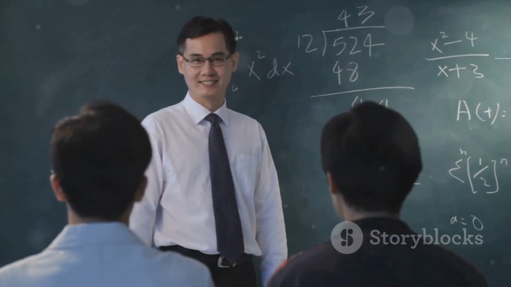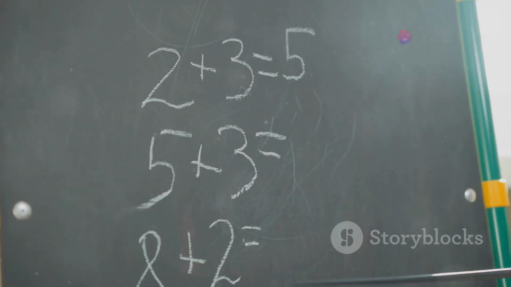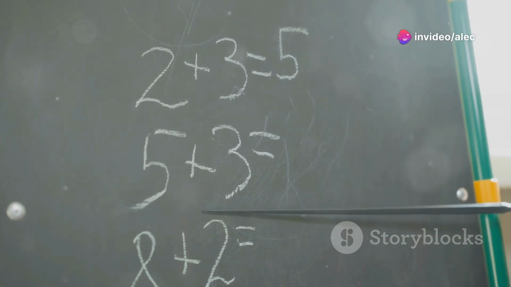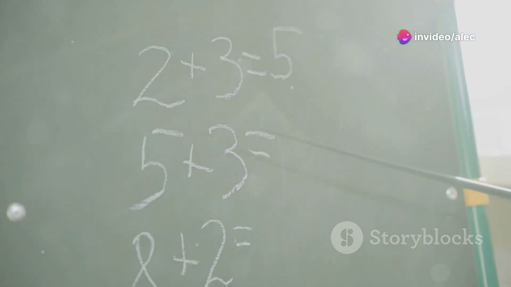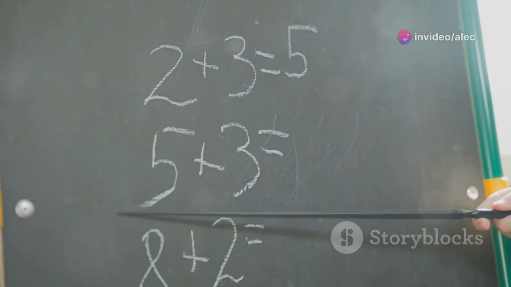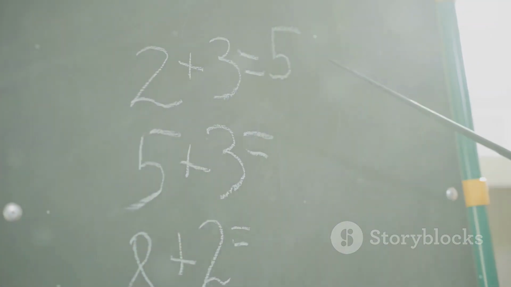Let's see another example. What if you have 2/5 and 1/10? The common denominator is 10, so 2/5 becomes 4/10. Now add 4/10 and 1/10 to get 5/10, which simplifies to 1/2.